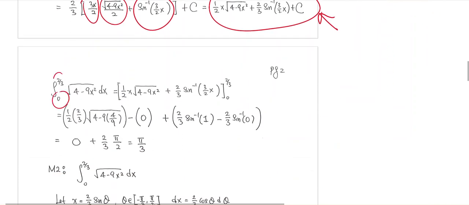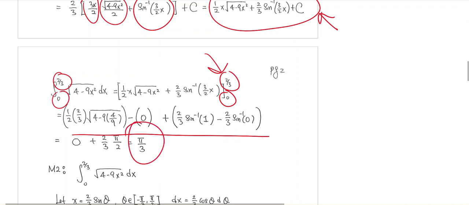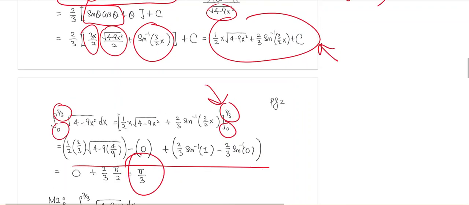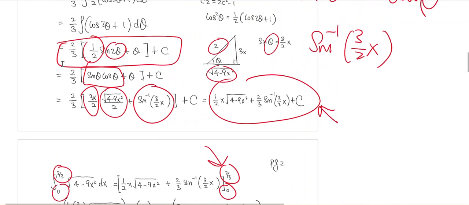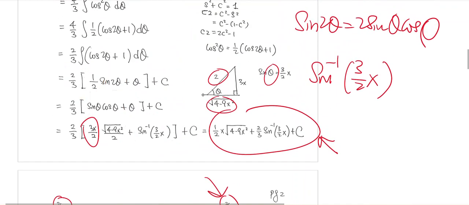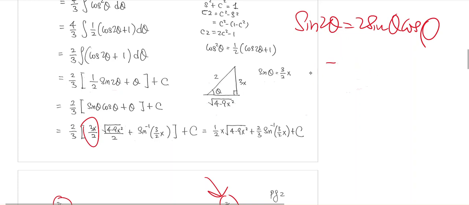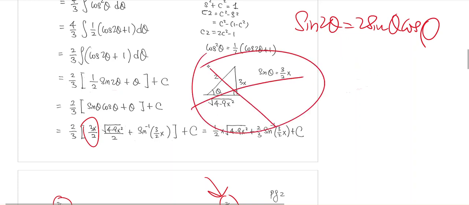And then for the definite integral, you will just have to substitute x equal to 0 and x equal to 2 over 3 into your antiderivative and do these computations to obtain pi over 3. Now, the second method, which I'm going to tell you in a minute, is that we can actually bypass the entire triangle stuff. We don't have to write everything in terms of x.